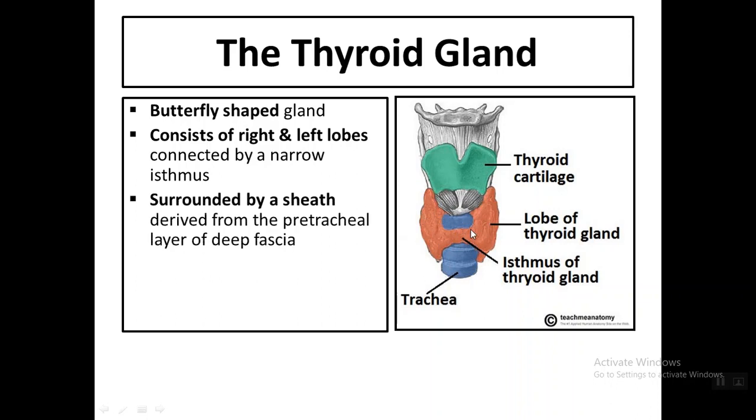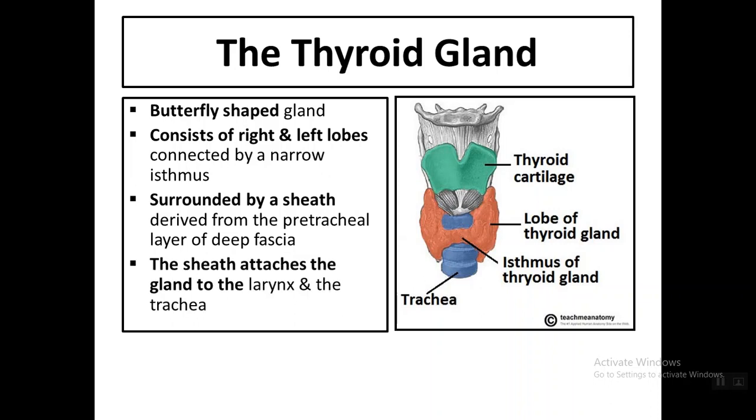This gland is surrounded by a sheath. This sheath، مثل ما عرفنا من محاضرات النيك الأولى، is derived from the pretracheal layer of deep fascia. راح تكون هذه الغدة thyroid gland is attached to the larynx and the trachea by this sheath which is called the pretracheal sheath. The sheath، ما قلنا، attaches the gland to the larynx and the trachea، يعني راح تكون هذه الغدة مرتبطة ارتباط وثيق باللارynx والتراكيا بالpretracheal sheath.